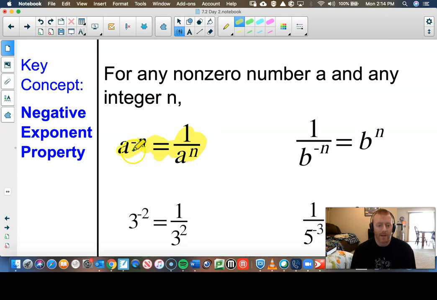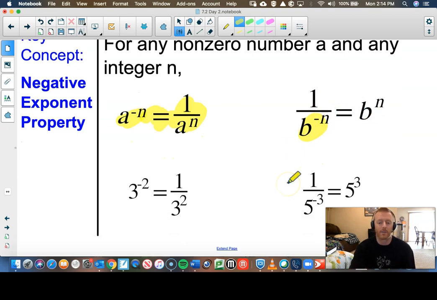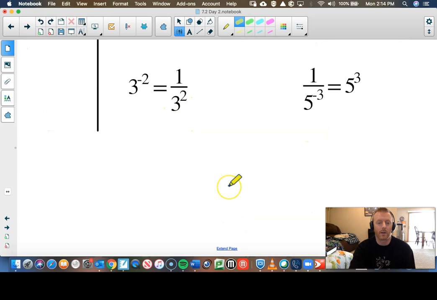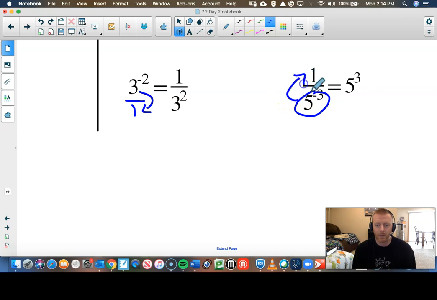So if I have a negative n on the top, to make it positive, it has to go to the bottom of a fraction. If I have a negative n on the bottom, it has to move to the top to become positive. So the goal here is that we understand that in order for us to get rid of negative exponents, we take it and we bring it to the bottom. If it's already on the bottom, we take it and we bring it to the top. So negative exponents become positive as soon as they cross the fraction bar line or the division line.